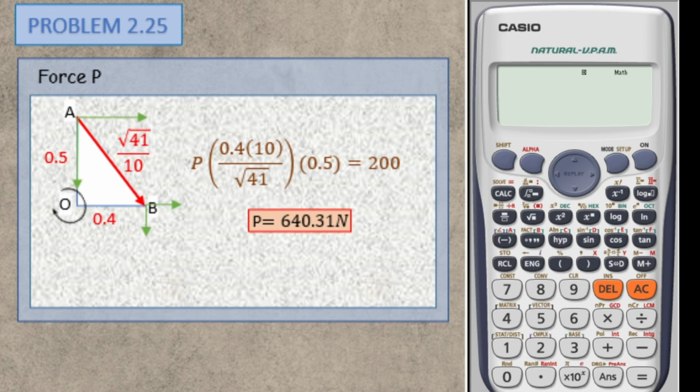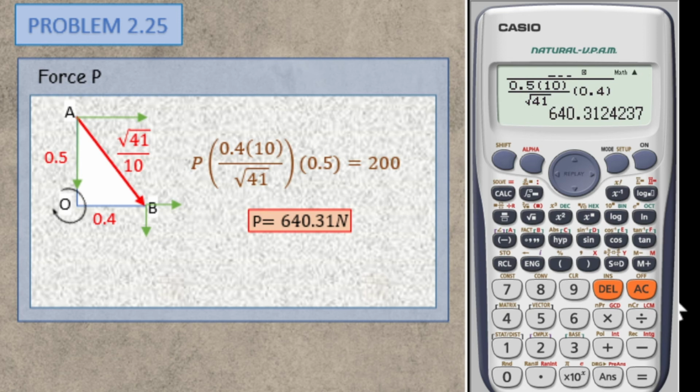If we try the other component, it will just give you the same answer. So we are just going to use sine. So P sine theta. It will become 200 over our sine, which is 0.5 times 10 over the square root of 41, multiplied by its moment arm 0.4. So it will just give you the same answer.